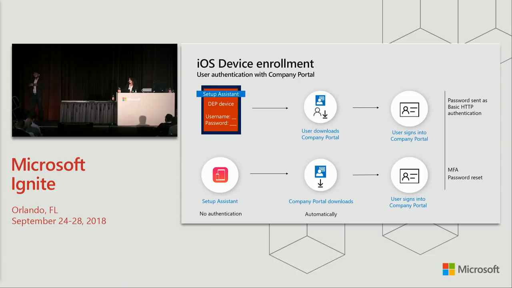Now you don't need to do any authentication with the DEP and setup assistant flow. As soon as the device is enrolled, we lock it into a kiosk mode and deploy the company portal automatically. And so the user just has to log in once. You get the benefits of MFA, multi-factor authentication, and you have peace of mind knowing that the end user cannot do anything on that device until they are logged in and allowed to do things with that device.